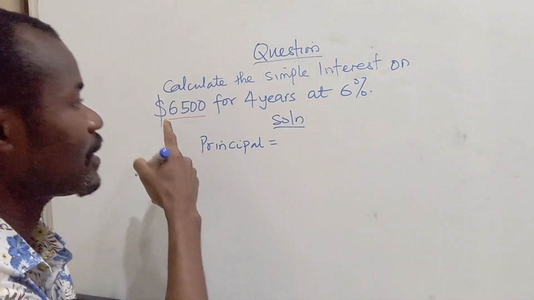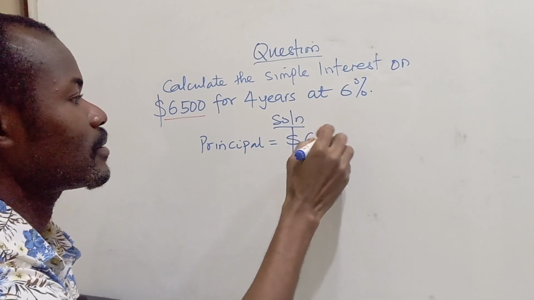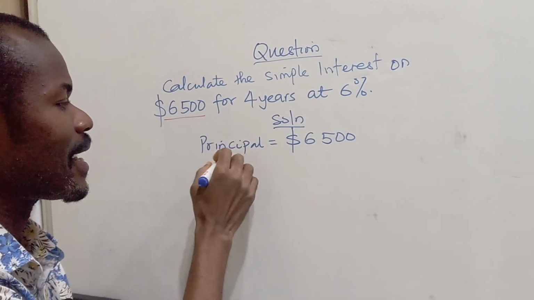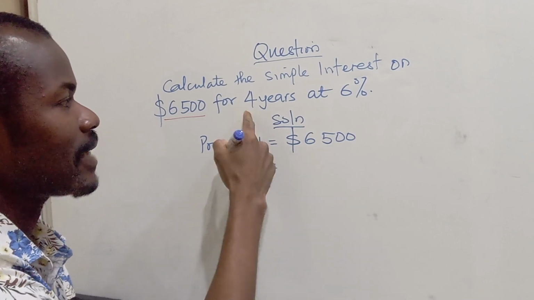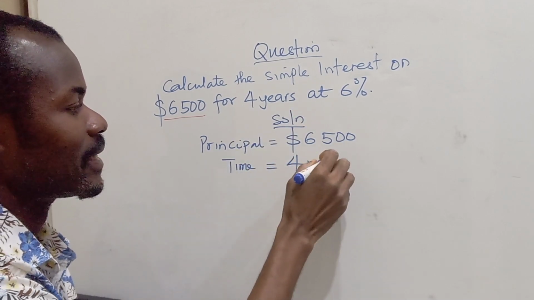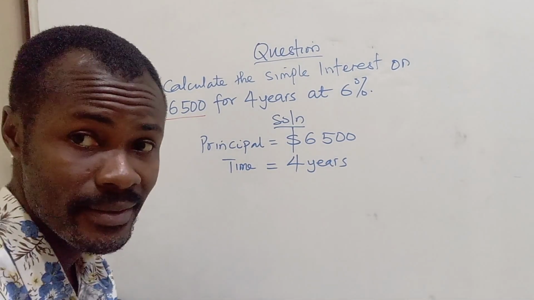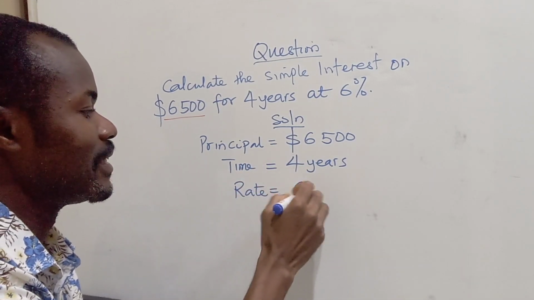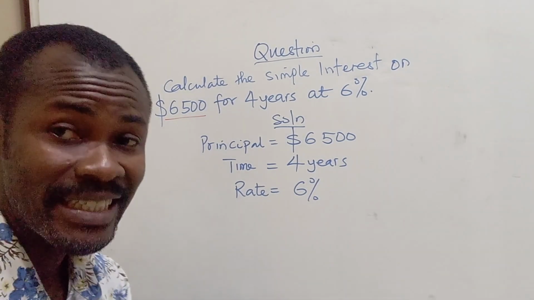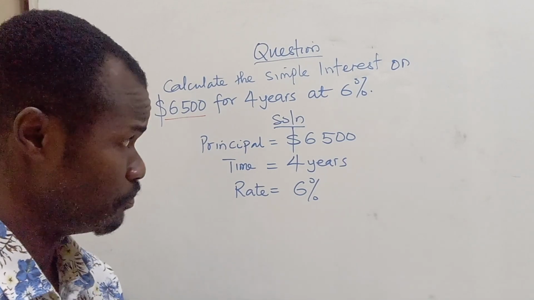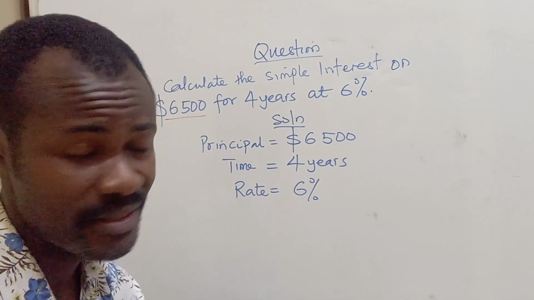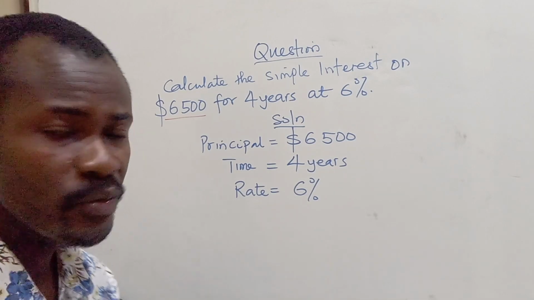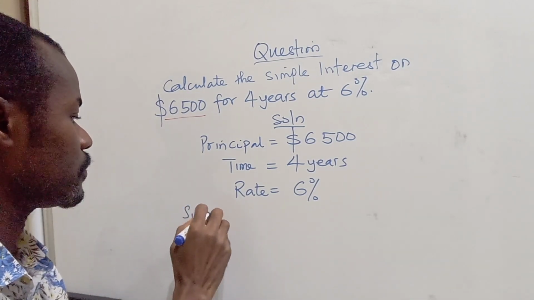So our solution: the first thing we want to know is our principal, which is the borrowed money. In this case, it is $6,500. The next thing is the time. The time the money is to be paid back is 4 years, and we have the rate. The rate means the percentage that the money yields, that the money gains as interest.